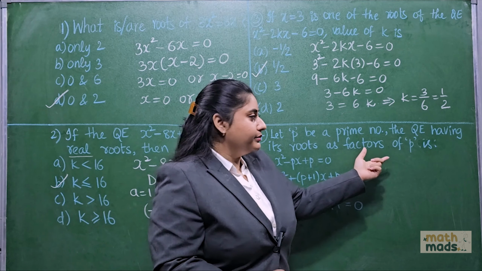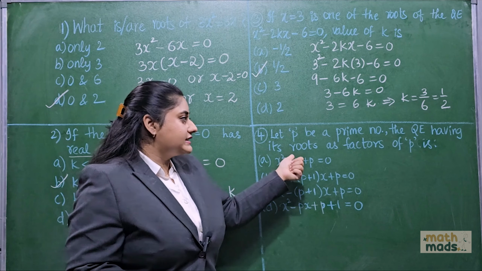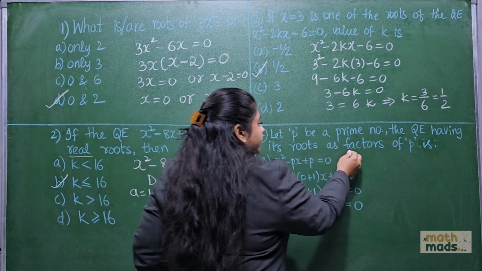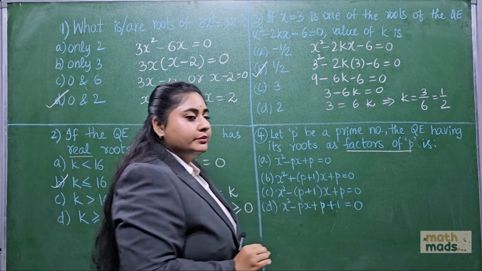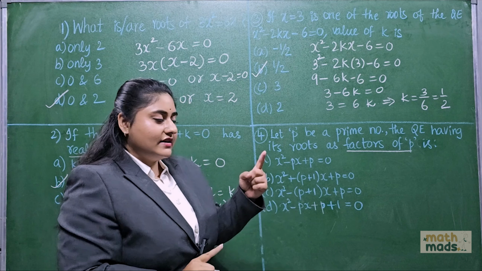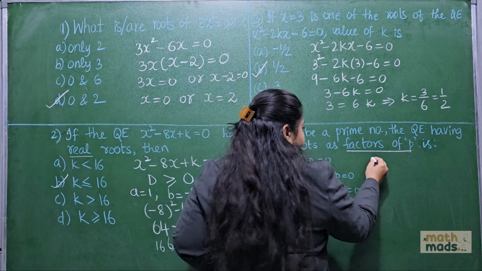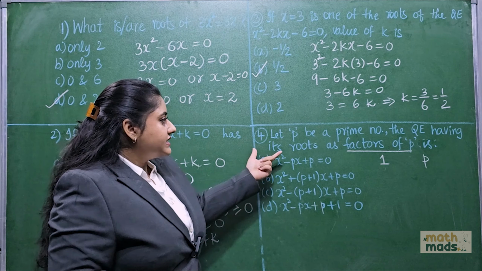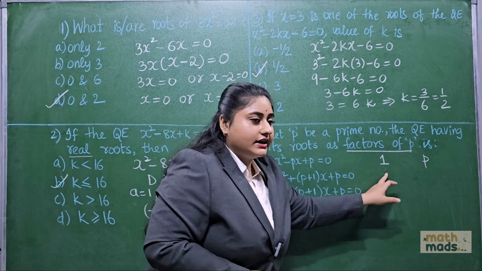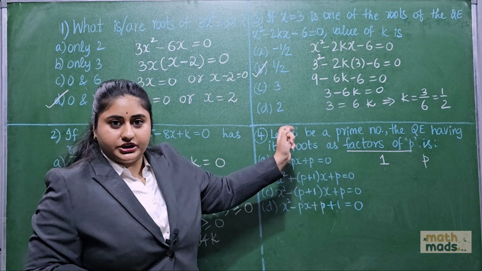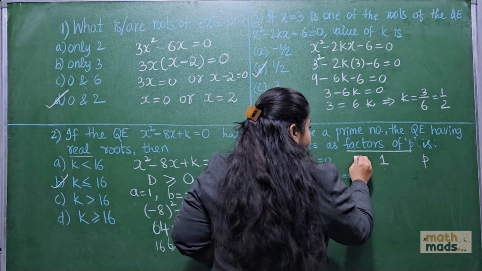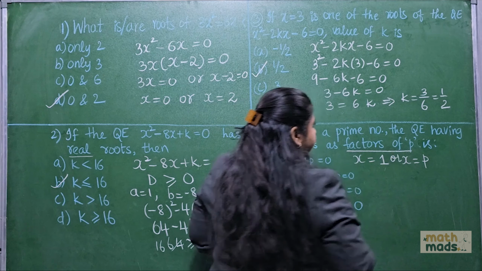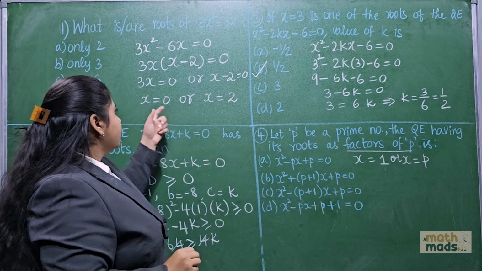Let p be a prime number. The quadratic equation having its roots as factors of p is. Now, what are the factors of p? Any prime number will have two factors, that is 1 and the number itself. So factors of p are 1 and the number itself. The question states that these two, 1 and p, are the roots of this particular quadratic equation. That means x can be 1 or x can be p. Right? x can be 1 or x can be p.